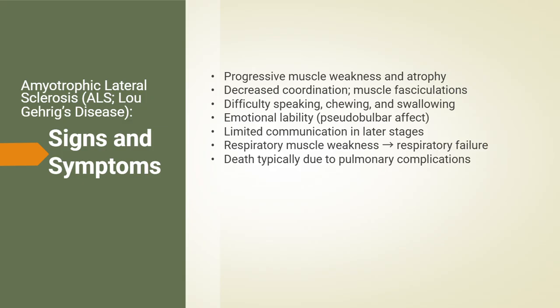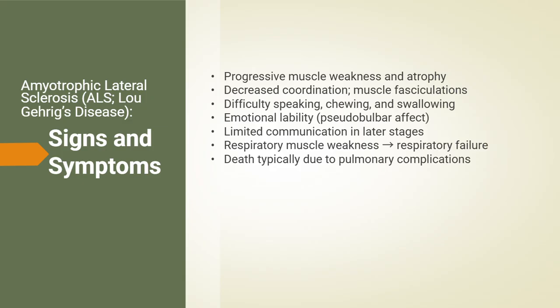As respiratory muscles become progressively weaker, the patient develops pulmonary compromise. This begins with shortness of breath during exertion, then progresses to difficulty breathing while talking, eating, or lying flat. Eventually, the diaphragm and intercostal muscles fail, leading to respiratory insufficiency that often requires mechanical ventilation.